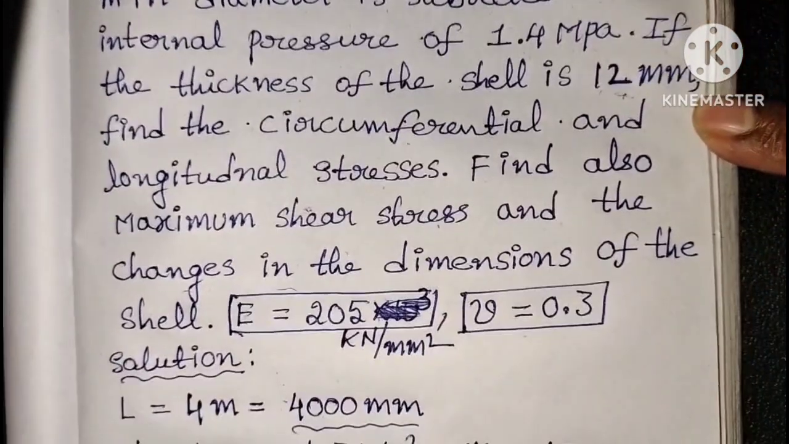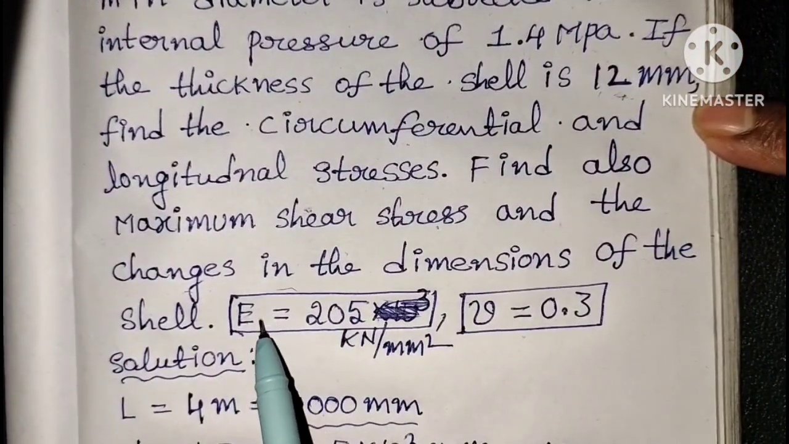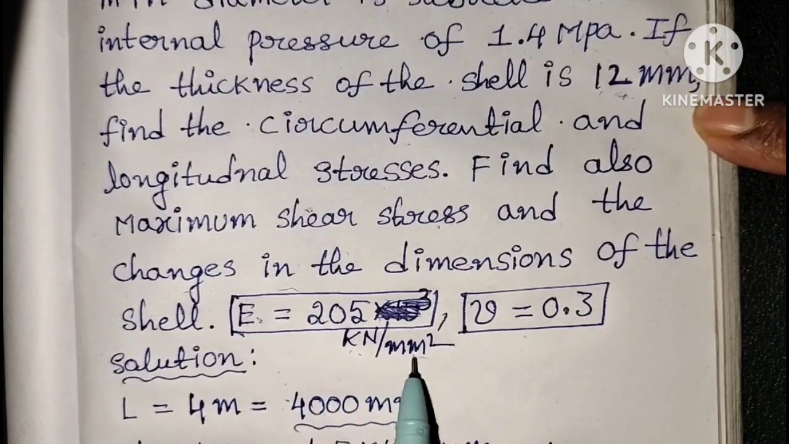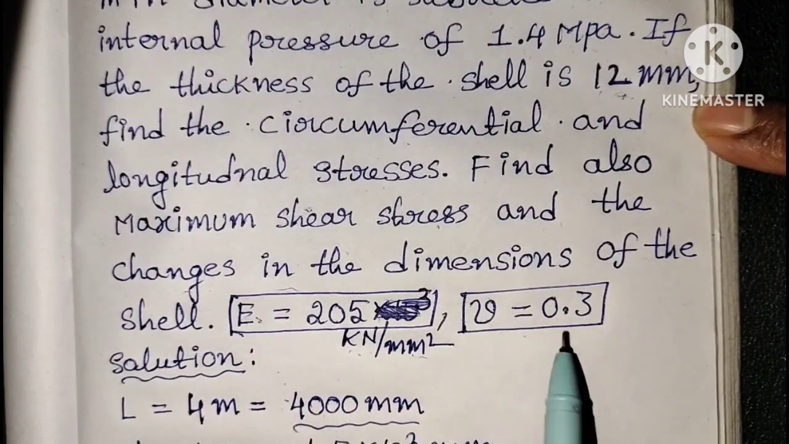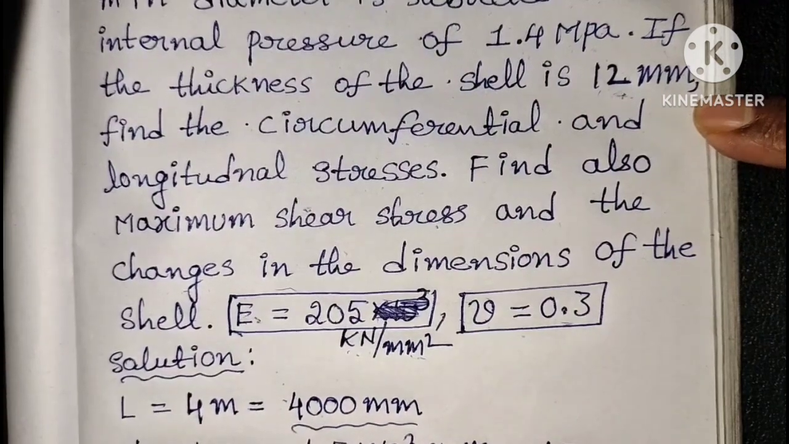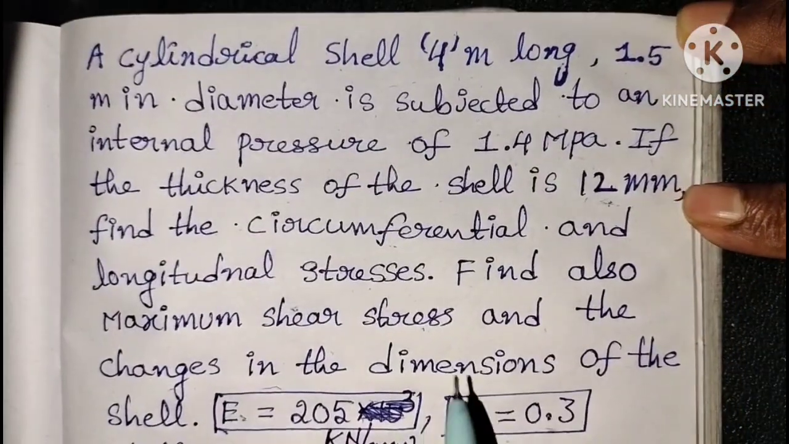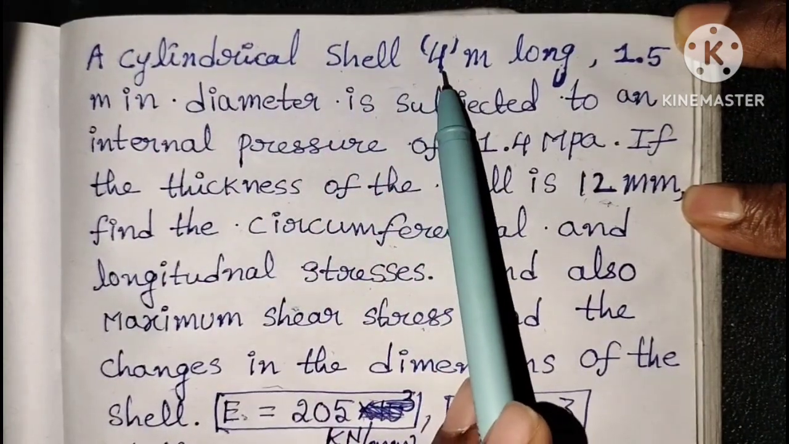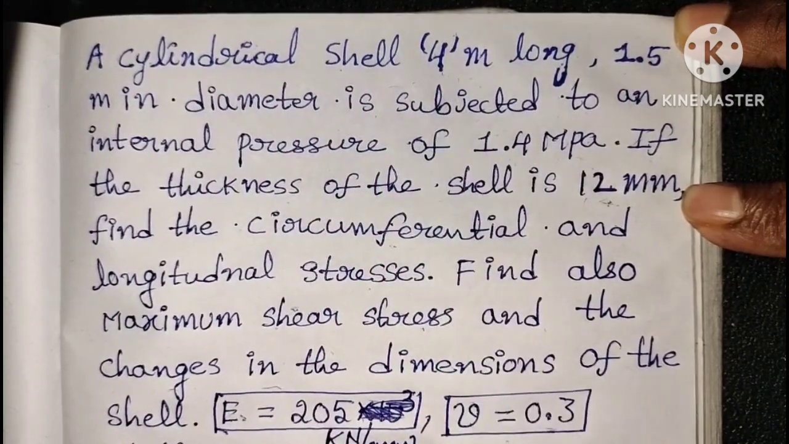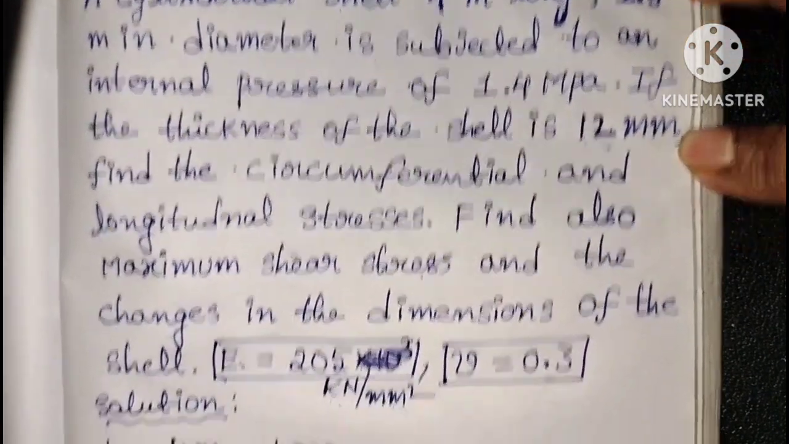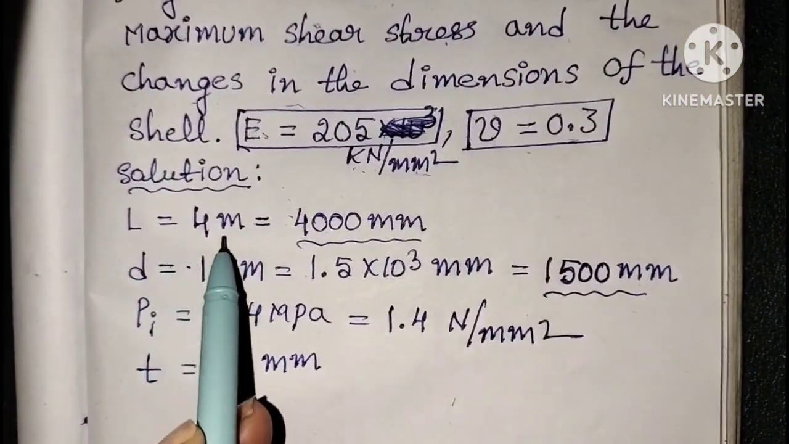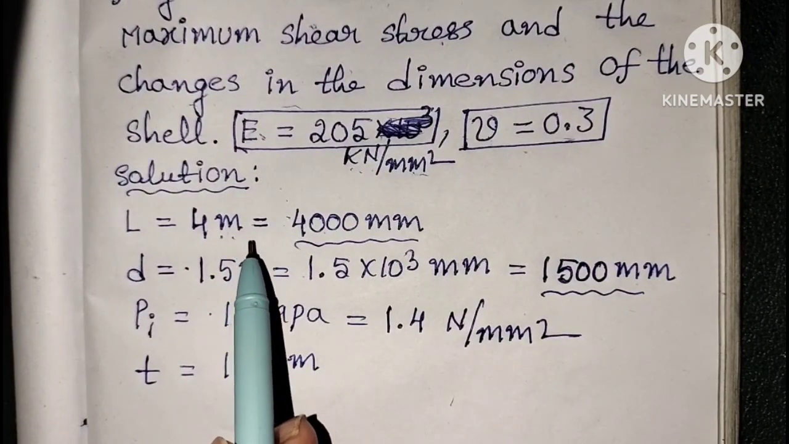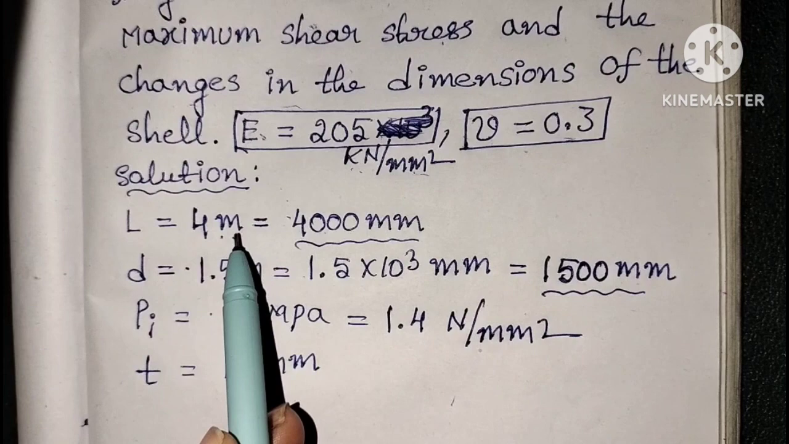Here, given Young's modulus E is equal to 205 kilonewton per mm square and Poisson's ratio nu is equal to 0.3. Okay, now first of all, let us write the given data. A cylindrical shell 4 meters long, so length of the cylinder L is equal to 4 meters. We have to convert all dimensions. Here I am going to convert all the dimensions into millimeters.